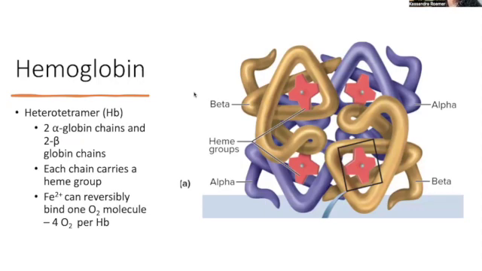Next, we have hemoglobin, which is probably a bit more familiar to you guys. It is a heterotetrameric protein, so it has 4 subunits. It has 2 alpha globin chains right here and 2 beta globin chains right here. So heterotetramer because it is made up of different subunits. Each of the globin chains carries a heme group and therefore has that iron in the middle. It can reversibly bind 1 oxygen molecule per heme group. So overall, it can bind 4 oxygens.